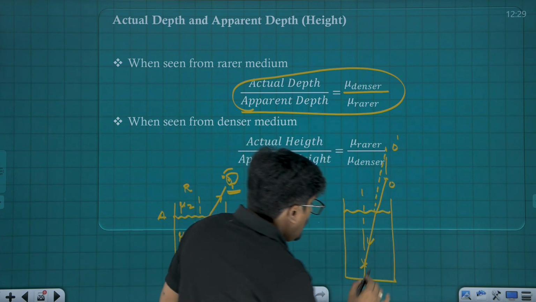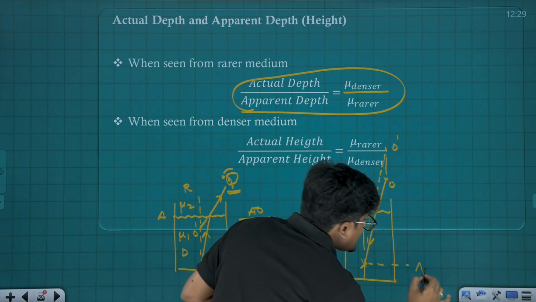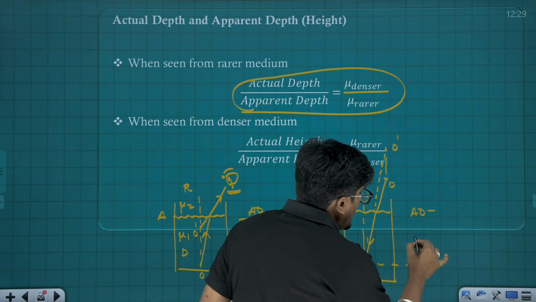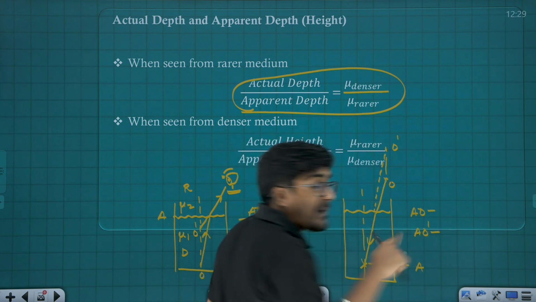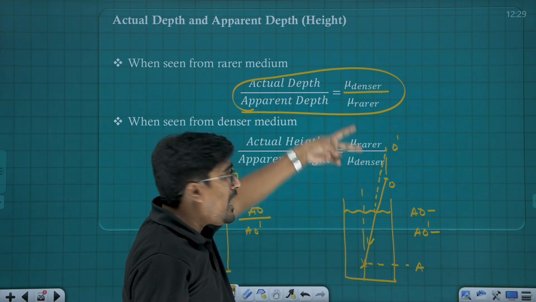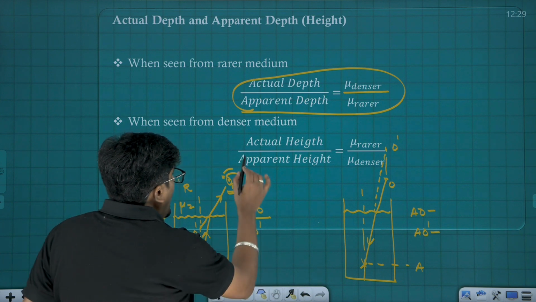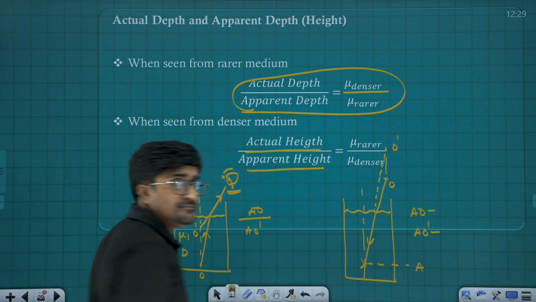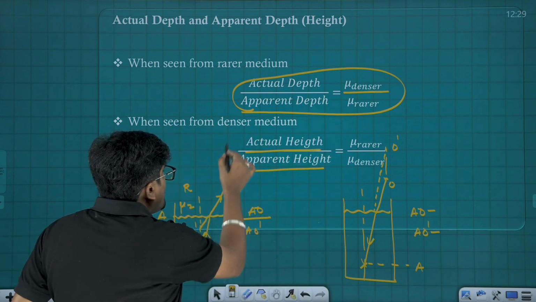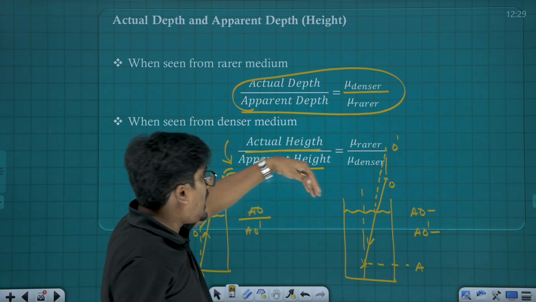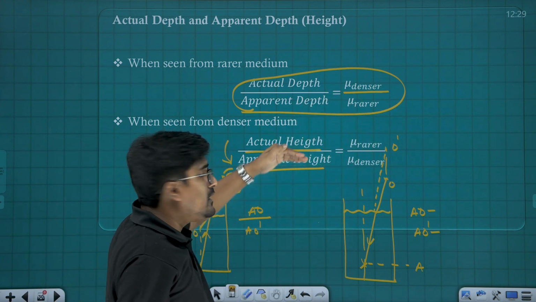If I take this point as A, now AO is the actual height and AO dash is the apparent height. Here the apparent height is larger and the actual height is lesser. So actual height upon apparent height. It's very simple. Actual height is greater, apparent height is lesser.